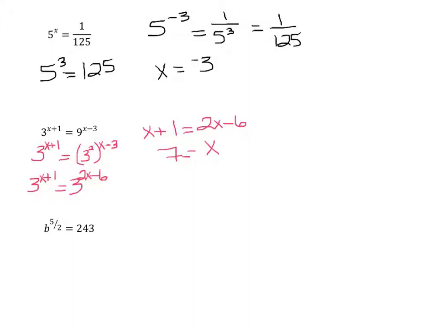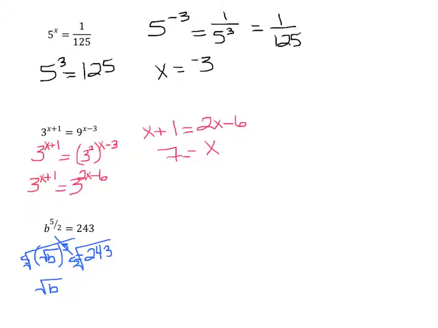For this last problem, my variable is not in the exponent, but it still requires a little bit of maneuvering in order to solve this. So I have b to the 5/2 power is equal to 243. When I rewrite this, I am going to rewrite this as the square root of b to the 5th power is equal to 243. So now to undo all of this, the first thing I want to do is take the 5th root of both sides. So that I have square root of b here.